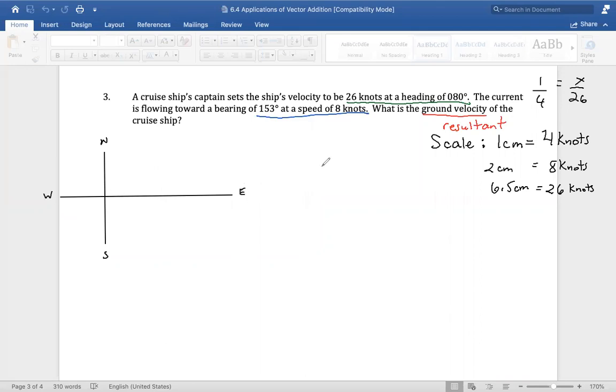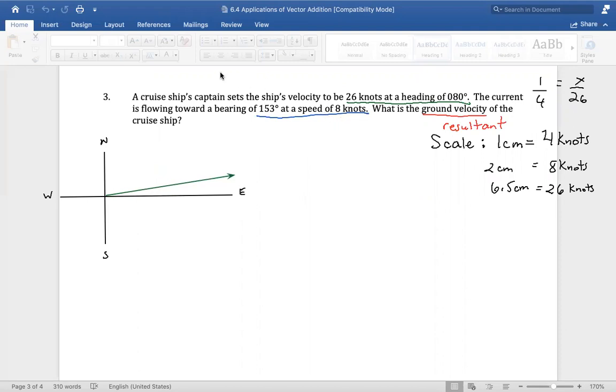And then I have, let's go with our direction here. So change to green. Cruise ship's captain sets the ship's velocity to be 26 knots at a heading of 80 degrees. So we know where 80 degrees would be, right? If I get my vector arrow here, if I was to start at north, I know that all the way here would be 90 degrees. So I'm just coming up a little bit more. And that's going to be the long one, the one that's 6.5 centimeters long. So let's say I'm going to draw that longer. And 80 degrees is quite a bit. So something like that.